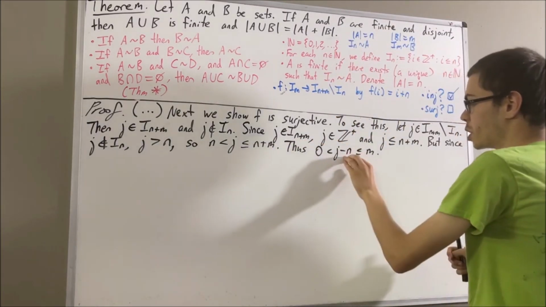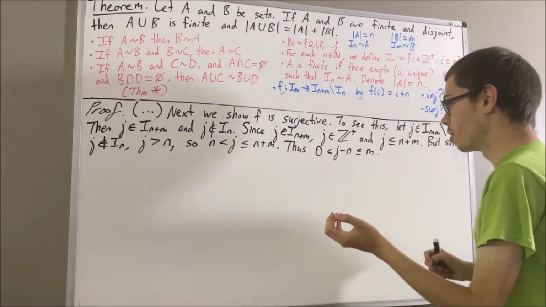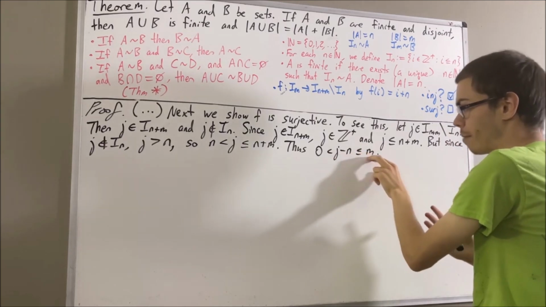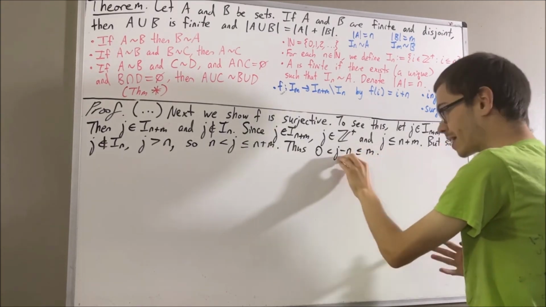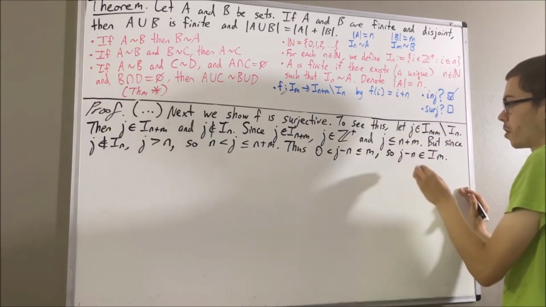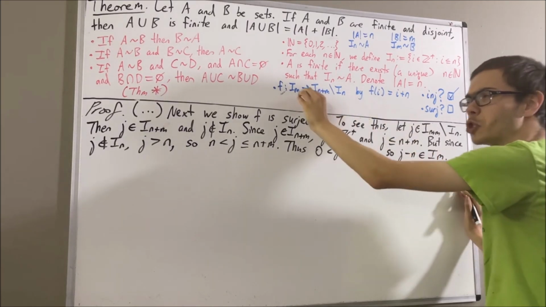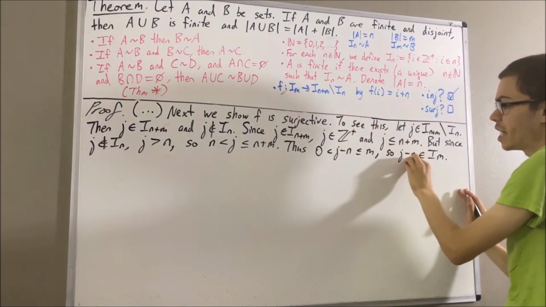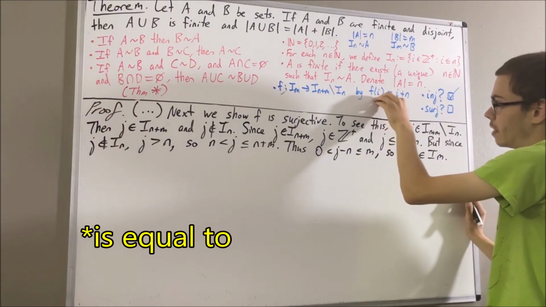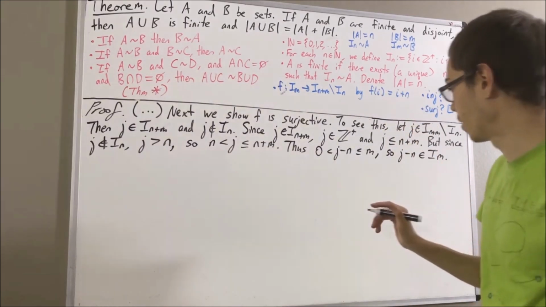So notice, J minus n is greater than 0, so J minus n is a positive integer, but we see that J minus n is a positive integer that is less than or equal to n. So J minus n is an element of I_n. So since J minus n is an element of I_n, we have that J minus n is an element of the domain of f. So we can take J minus n and send it into the function f, and we obtain that f of J minus n is equal to J minus n plus n, which is equal to J.